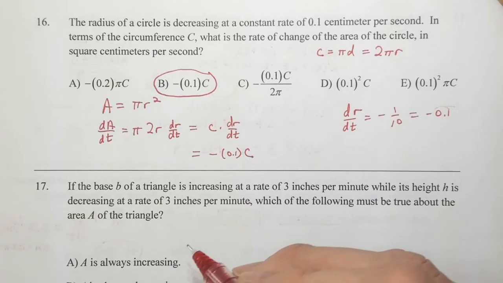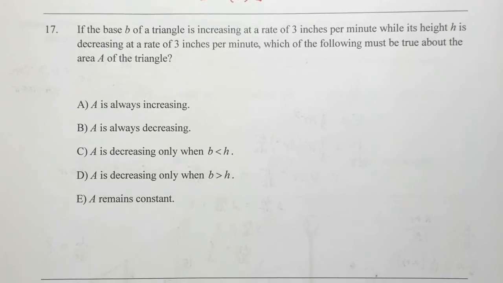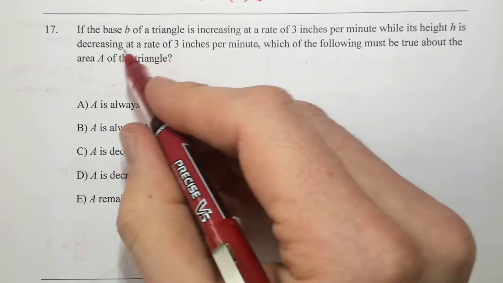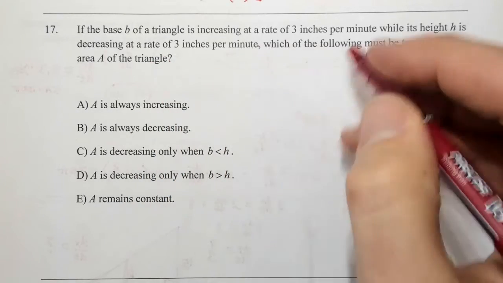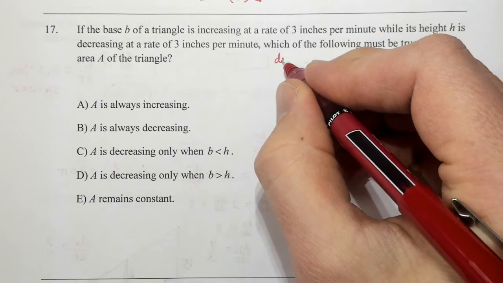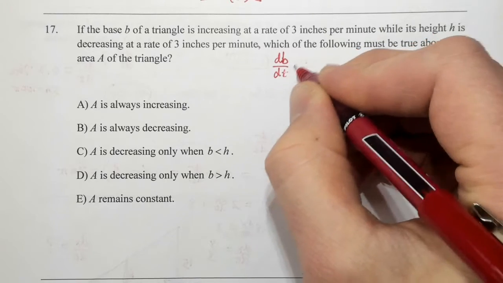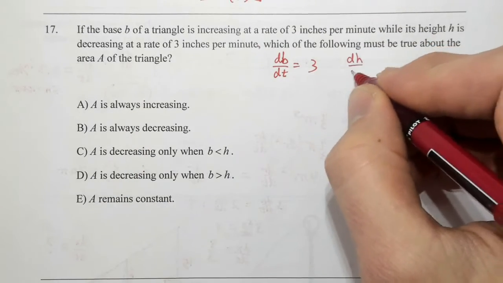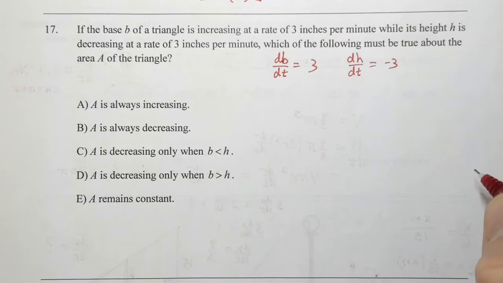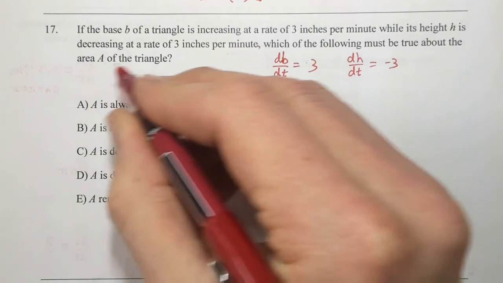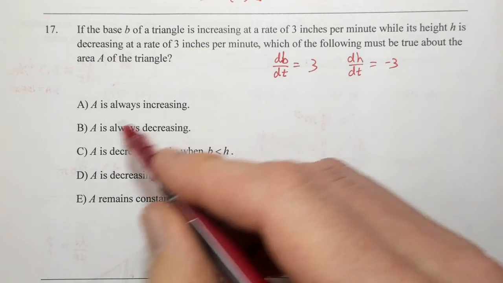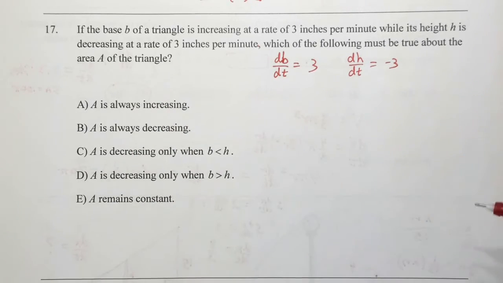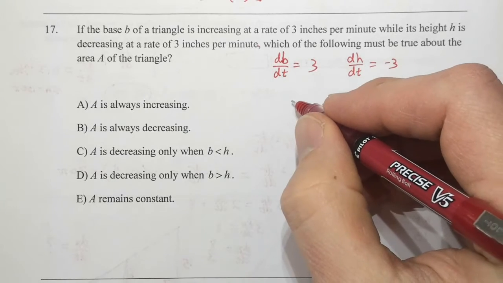With number 17, the base b of a triangle is increasing at 3 inches per minute, while the height is decreasing at a rate of 3 inches per minute. All right, so the base is increasing, which means dB/dt is equal to 3. The height is decreasing, so dH/dt is equal to negative 3. Which of the following must be true about the area of the triangle? We see area increasing, area decreasing, or area remains the same. So we're interested in how the area is changing, which means we want dA/dt.